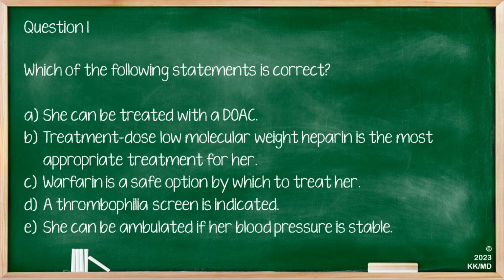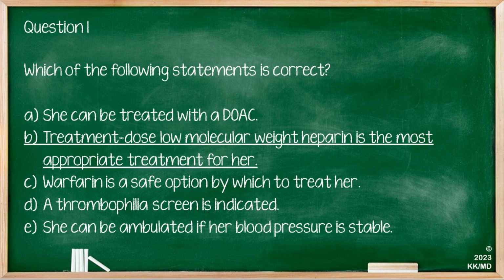So our options are: she can be treated with a DOAC; treatment dose low molecular weight heparin is the most appropriate treatment for her; warfarin is a safe option by which to treat her; a thrombophilia screen is indicated; she can be ambulated if her blood pressure is stable. So the correct answer in this case is option B, which is that treatment dose low molecular weight heparin is the most appropriate treatment for her.